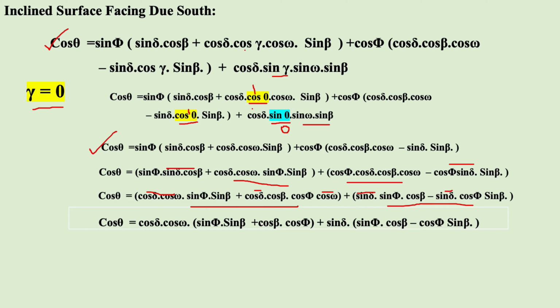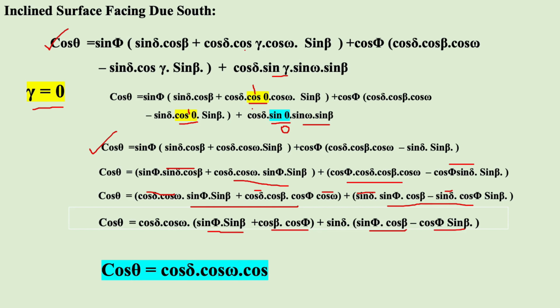From the trigonometry point of view, we see that this is sin A sin B plus cos A cos B, and this is sin A cos B minus cos A sin B. So how can we write it? Further we resolve it: the term cos delta cos omega is outside, and within the bracket sin A sin B plus cos A cos B becomes cos of phi minus beta, and the other term will be sin of phi minus beta. Now the equation for an inclined surface facing due south is reduced to this equation. So this equation of angle of incidence for the inclined surface facing due south is reproduced here.